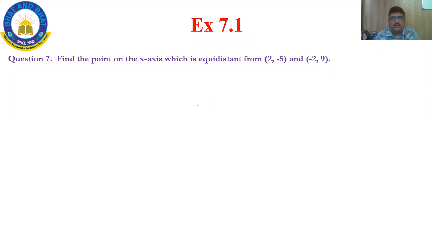Find the point on the x-axis which is equidistant from 2 comma minus 5 and minus 2 comma 9. Before going into the solution, I would like to ask a question. Yesterday I explained this. What is the general representation of a point which is present on x-axis? I will repeat my question. What is the general representation of a point present on x-axis? X comma 0. Yes, that is correct.